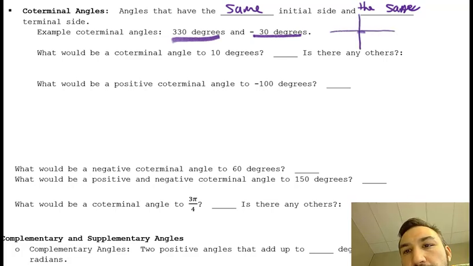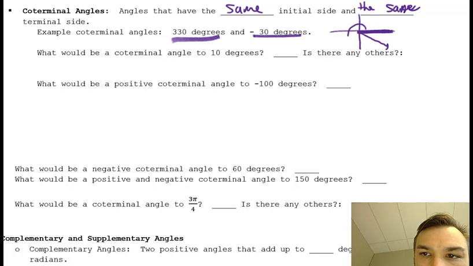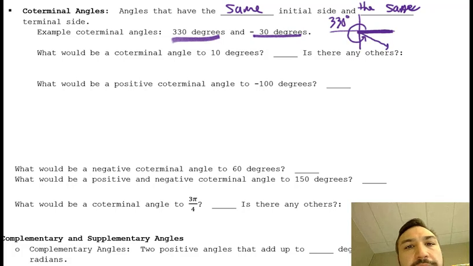So 330 degrees would start on the positive x-axis, and it would turn all the way around, which would be 360, but 30 less than that. So this much of a turn is what we would call 330 degrees. Now if I did negative 30, remember negative angles are measured this way, so negative 30 looks like this. Notice these two angles both start at the same place and they both end at the same place, so the word for that is coterminal. They're not really the same angle. One opens up a lot, one barely opens up.